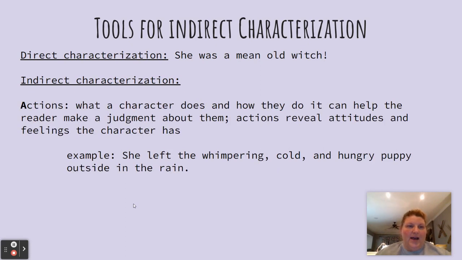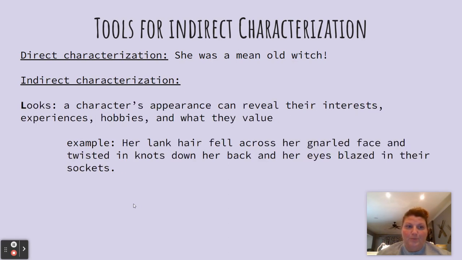Next is the character's actions. What a character does and how they do it, how they perform those actions, can help the reader make a judgment about them. Actions reveal attitudes and feelings the character has. For example, if the character left the whimpering, cold, and hungry puppy outside in the rain, that tells us that she is heartless. She's a mean old witch.